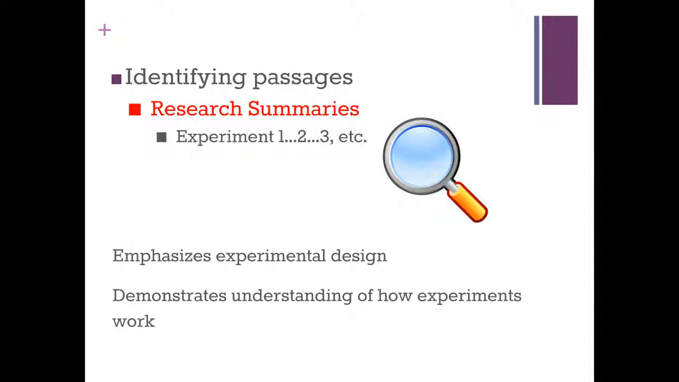The second type of passage is going to be a research summary passage. Now, a good way to identify it is if you see words like experiment 1, experiment 2, experiment 3. That's always a good red flag to know that it is going to be a research summary kind of question. Now, this kind of question is going to emphasize experimental design, and it's going to ask that you demonstrate your understanding of how experiments work and the parts of an experiment. And so again, you can identify those if you see the words experiment 1, experiment 2, experiment 3.